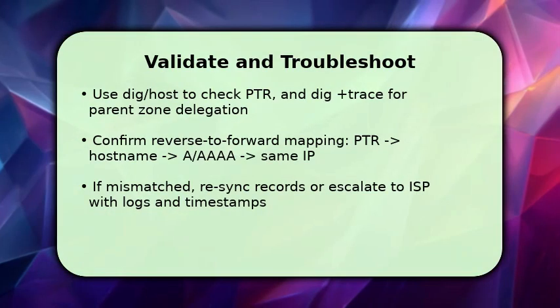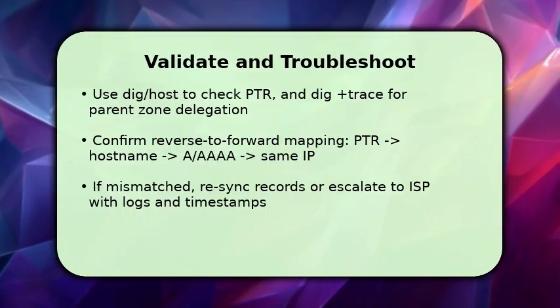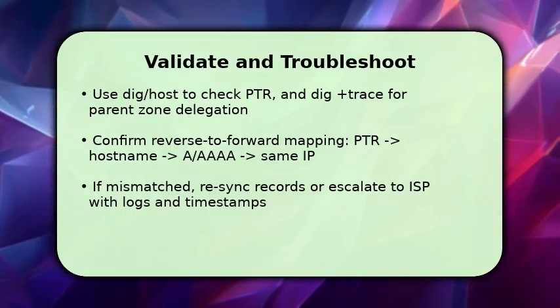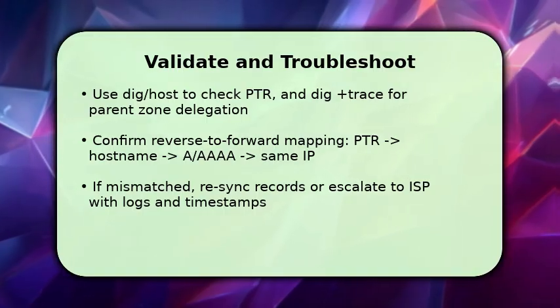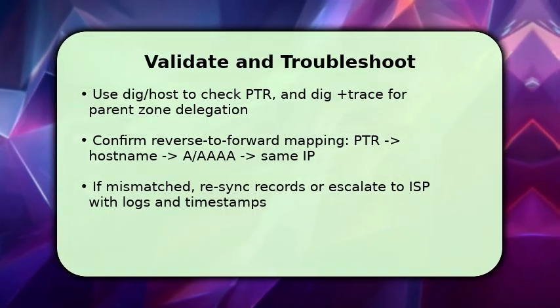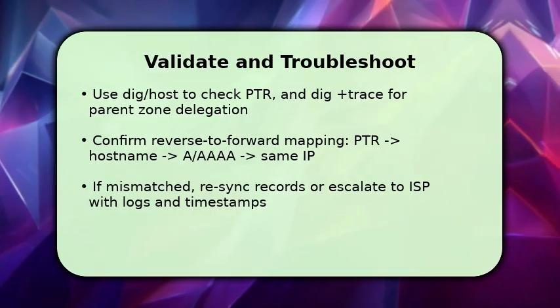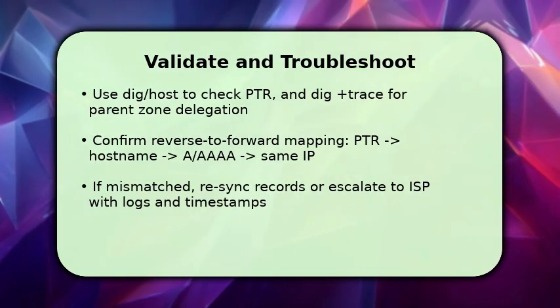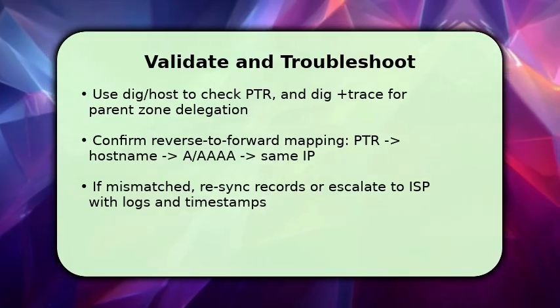Finish by validating. Run dig +short -x or host on the IP to confirm the PTR returns the expected hostname, then resolve that hostname to ensure it returns the same IP. Once validated, monitor DNS propagation and adjust TTLs if you need faster rollbacks.